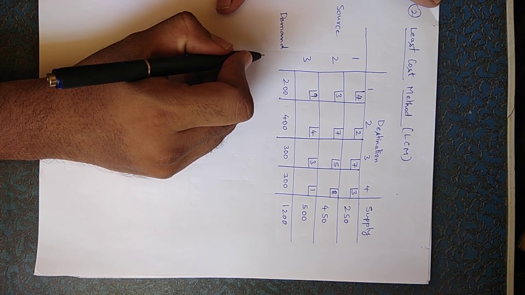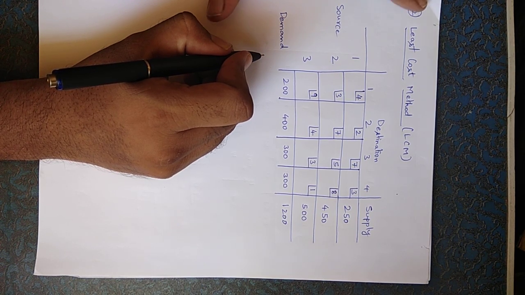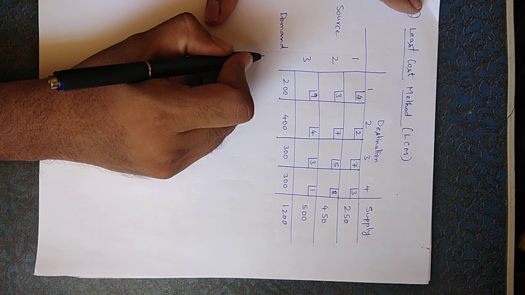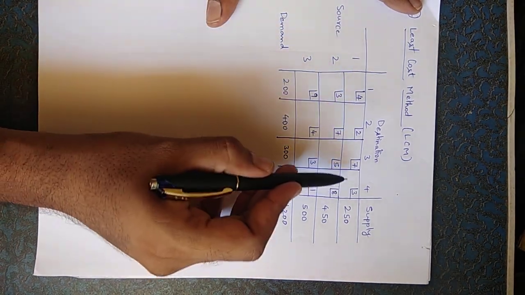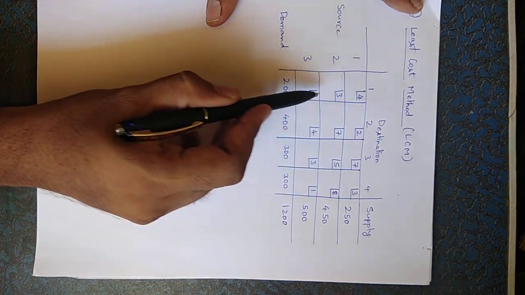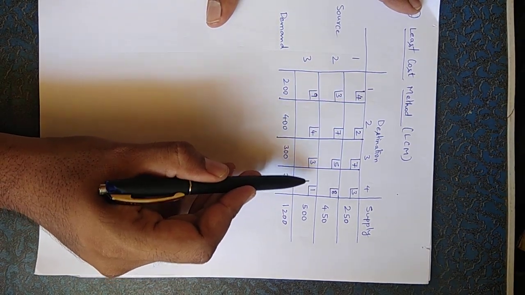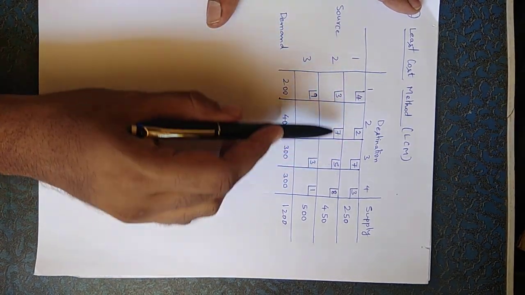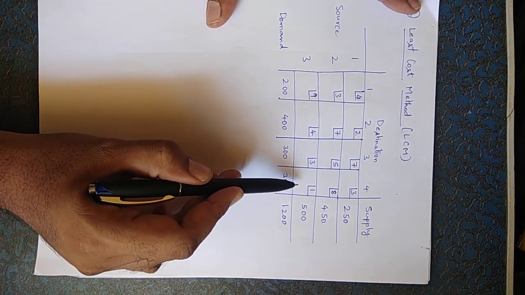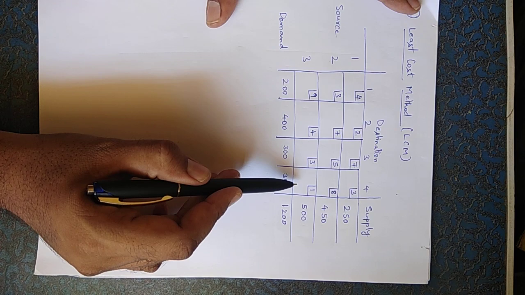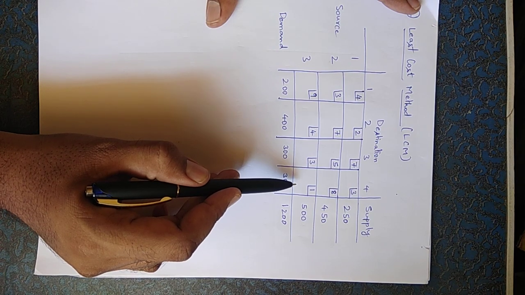Now, having said this, since we already know what is a balanced transportation problem, now we will start with the method called least cost method. The procedure in least cost method is we will have to identify a cell which is having the least cost. In this, the least cost is this cell. So the allocation is made for the least cost cell.